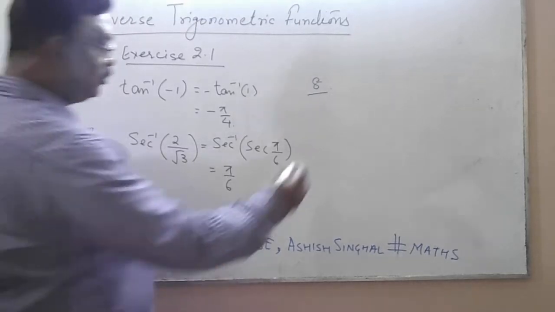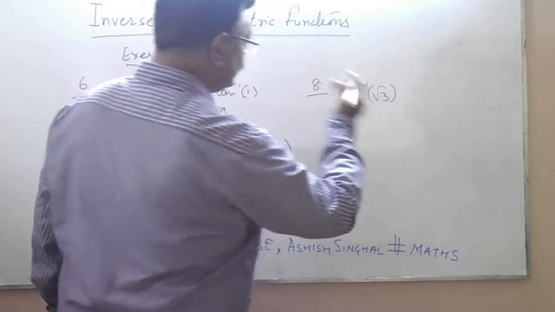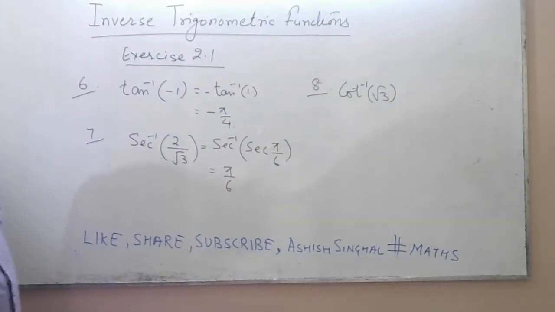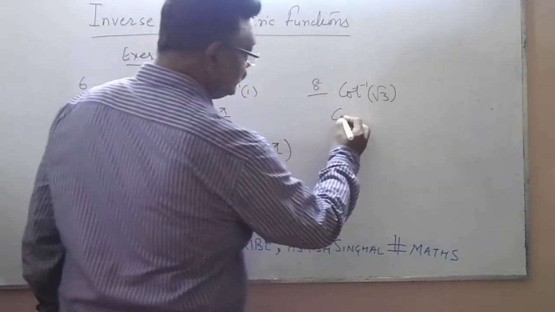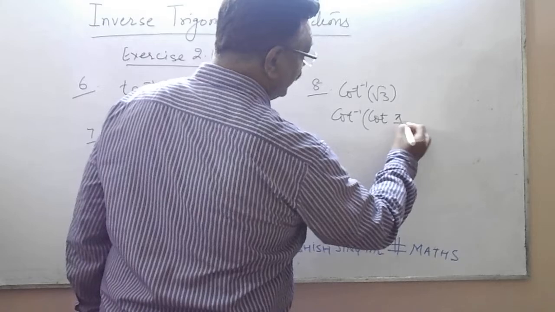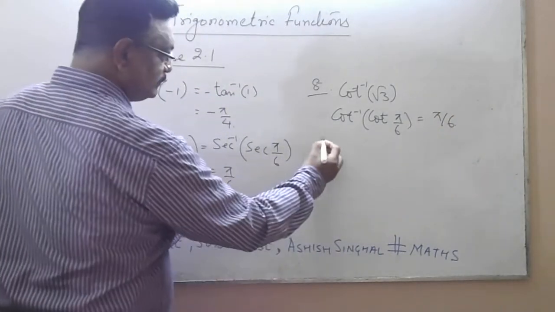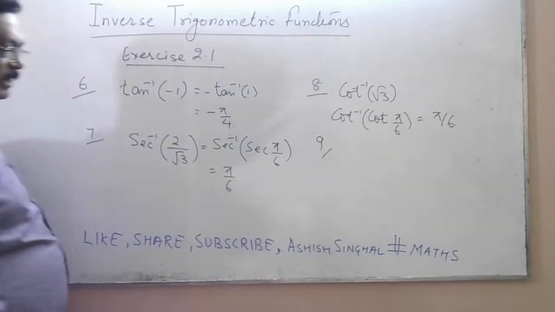This is cot inverse root 3. Cot inverse root 3 is cot inverse cot pi by 6. So the answer is pi by 6. Question number 9.